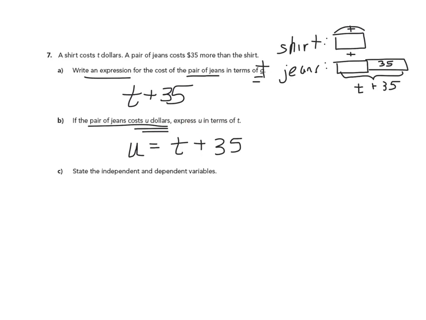So when I think about independent and dependent, the dependent variable is clearly U. I can never know the cost of the jeans unless I know the cost of the shirt first. The cost of the shirt, T, would be fully independent. It's U that depends on T. It's the cost of the jeans that depends on the cost of the shirt.